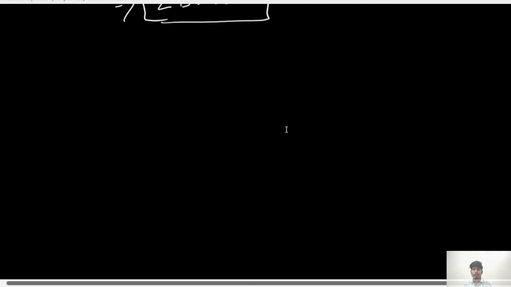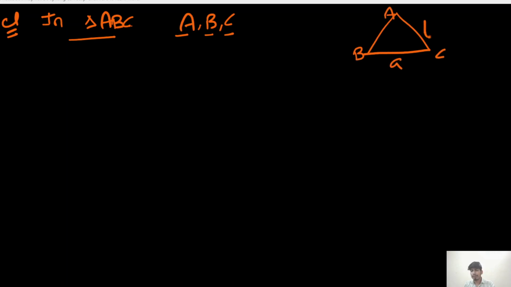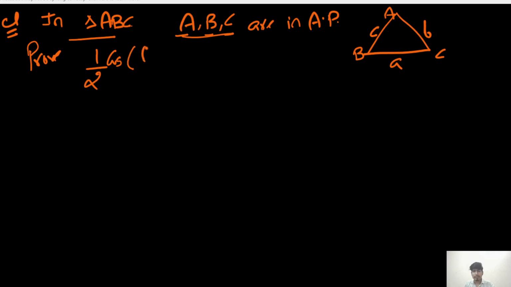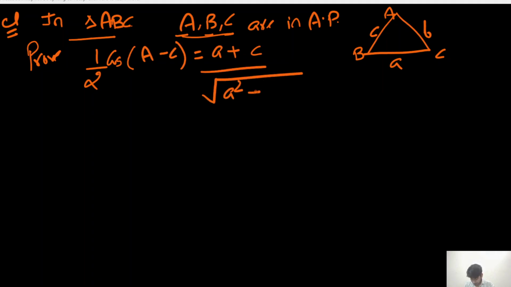Then our next question is: in a triangle ABC, what is given? A, B, C are angles, meaning angle A, angle B and angle C. This is the triangle, this is A, this is B, this is C. This length is a, this length is b, and this length is c. Angles A, B, C are in AP. Then we have to prove that cos of half (A minus C) is equal to (a plus c) upon under the root of a square minus ac plus c square.